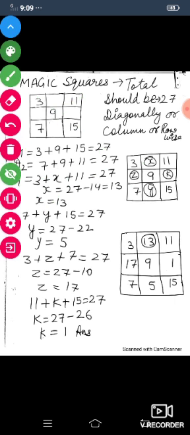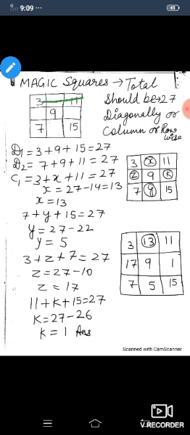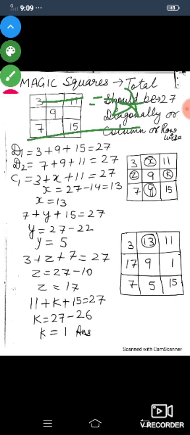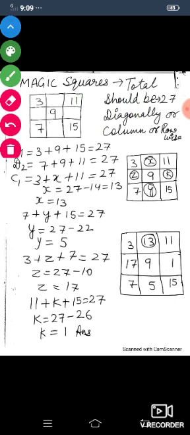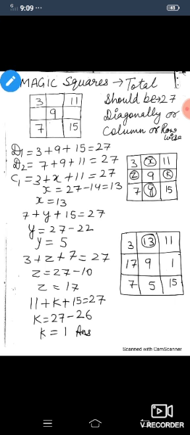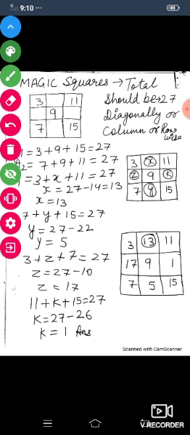Now let us go to the first column. 3 plus x plus 11 is equal to 27. Now what will be x? x will be equal to 27 minus 14, that is equal to 13. Then in the third column, 7 plus y plus 15 is equal to 27, so y is equal to 27 minus 22, y is equal to 5. Then 3 plus z plus 7 is equal to 27, and z is equal to 27 minus 10, that is equal to 17.